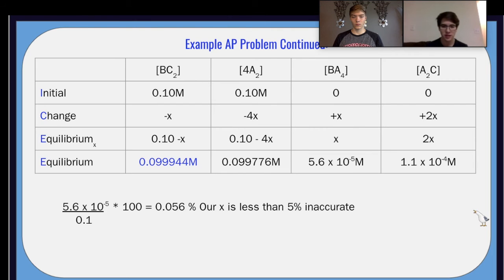Now, to check that our small x approximation was valid, we take 5.6 times 10 to the negative fifth, divided by 0.1, as 0.1 was our initial concentration, and multiply that by 100 for a percentage. We get 0.056, which is well below 5%, so the small x approximation is valid.